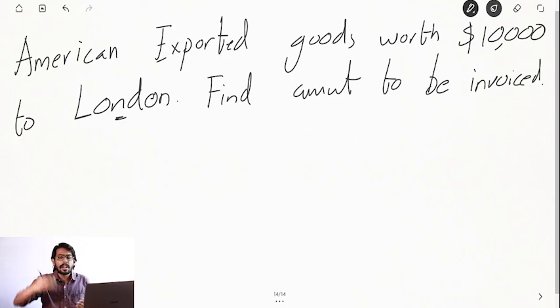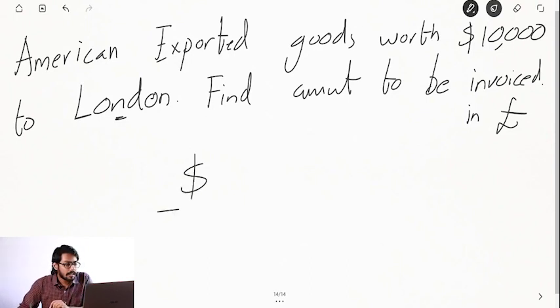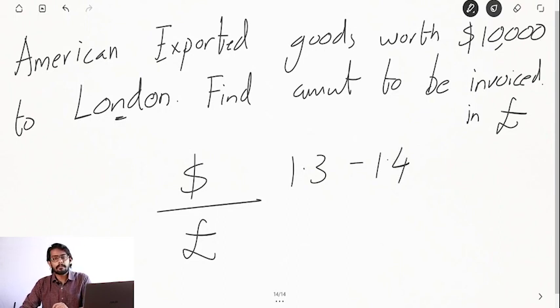Okay, and when you export it to London, you have to raise the invoice. They are asking you to please raise the invoice in UK pounds. What is the currency of UK? It is pounds. Please raise the bill in pounds. The exchange rate is dollar by pound 1.3, 1.4.